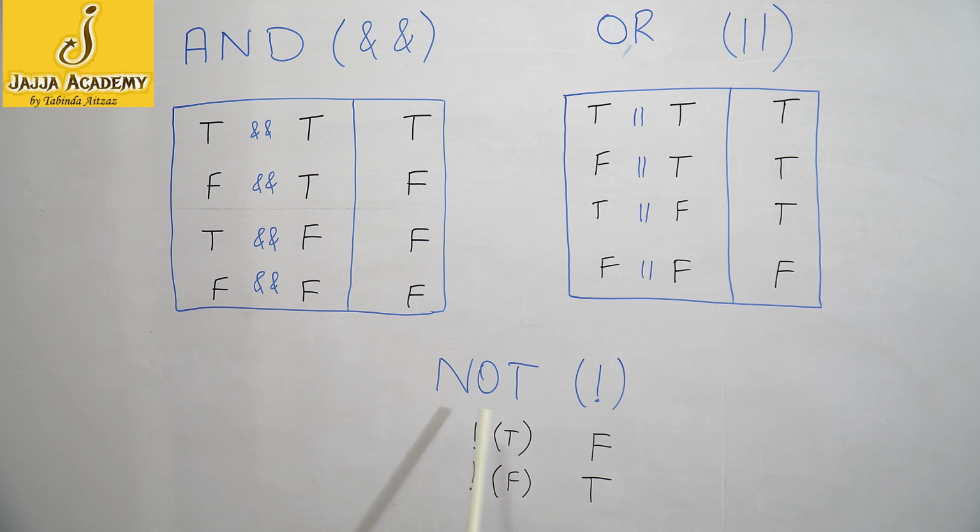Whereas the third operator, the NOT operator, which is also known as inverter, simply inverts the value. If the value is true, it inverts it into false, and if the value is false, it inverts the value into true. Or if the value is 1, it will return 0, and if the value is 0, it will return 1. It was all about the logical operators used in C language.